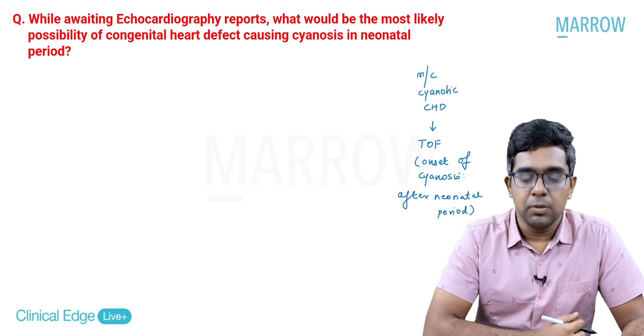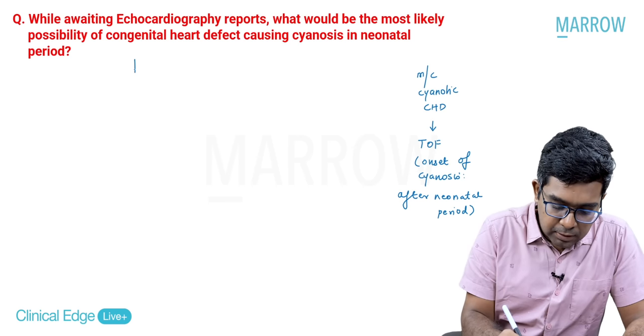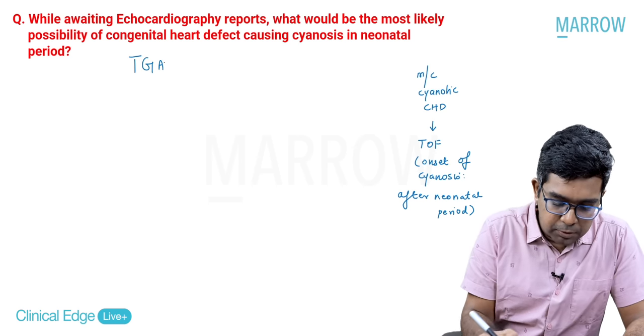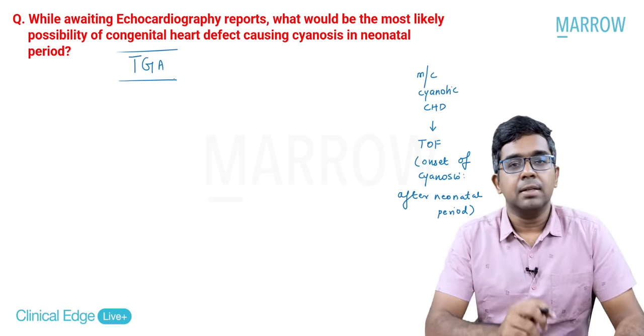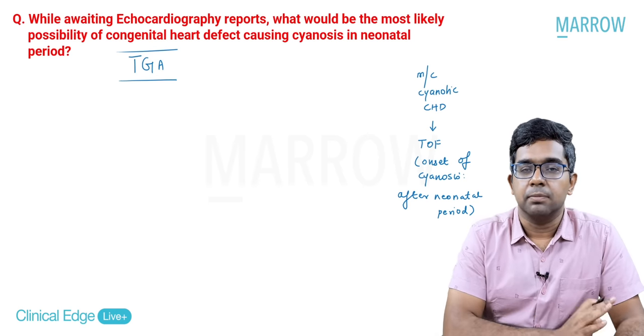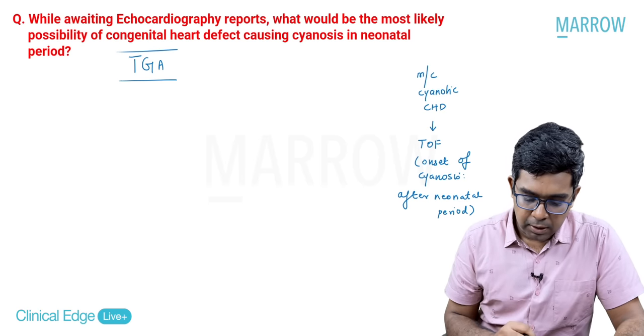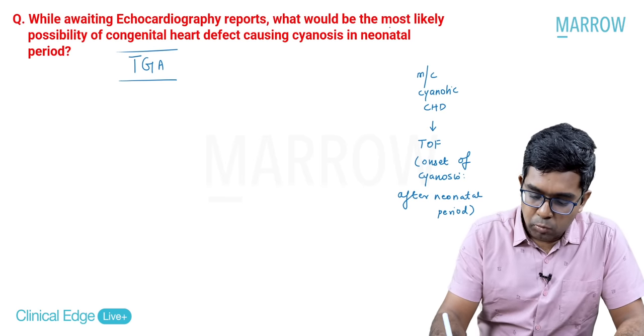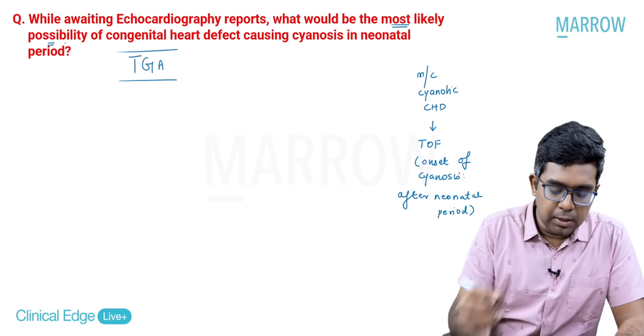So, what will be the answer for this question? It is going to be TGA, transposition of great arteries. That is a condition which presents with cyanosis beginning in the neonatal period itself. So, please make a note of this. The answer for this question is, most likely possibility is TGA.